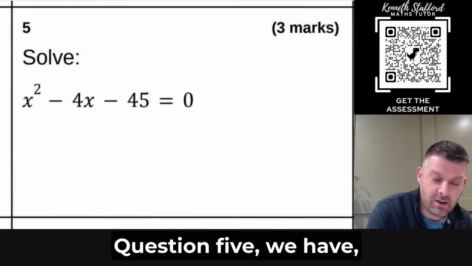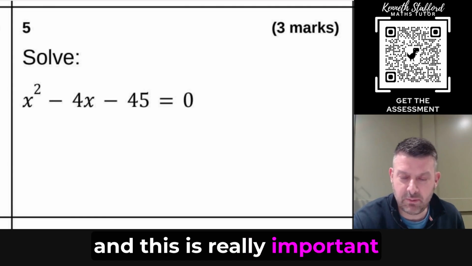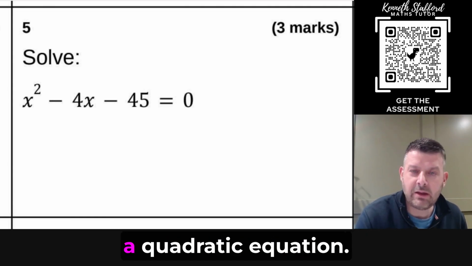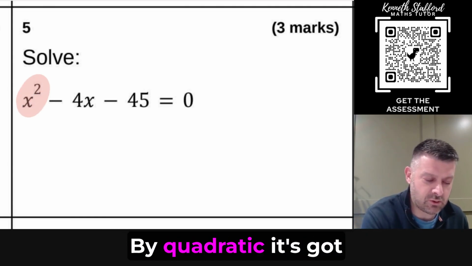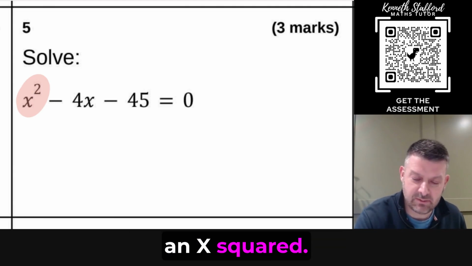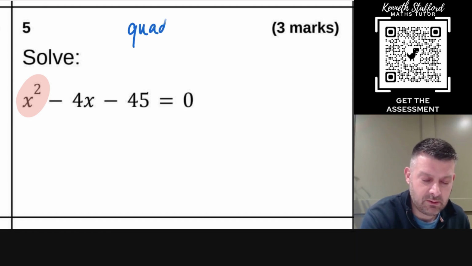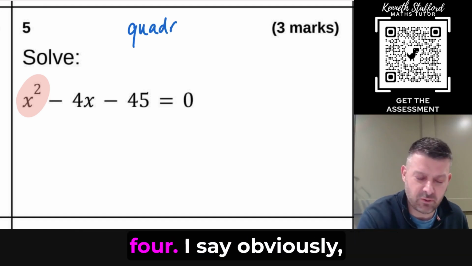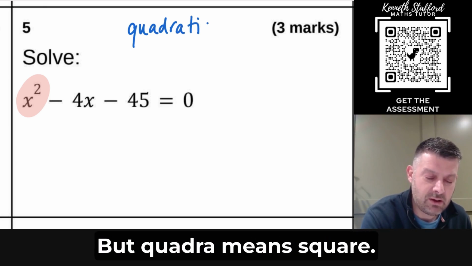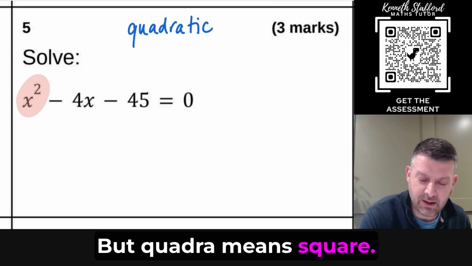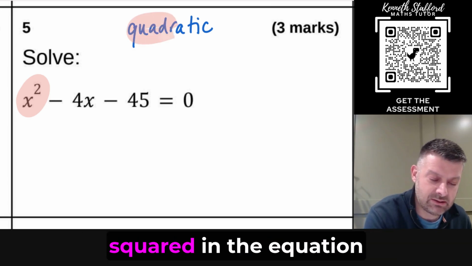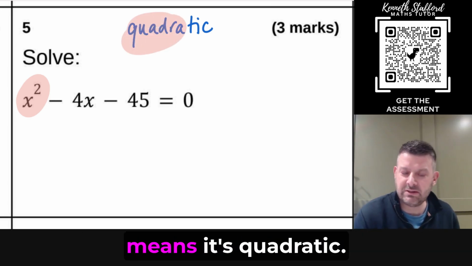Question 5. We have, and this is really important for the higher exam, a quadratic equation. By quadratic, it's got an x squared. Quadra means square. So that obviously quad means 4. I say obviously, hopefully we know that. But quadra means square. And the fact that there's an x squared in the equation means it's quadratic.